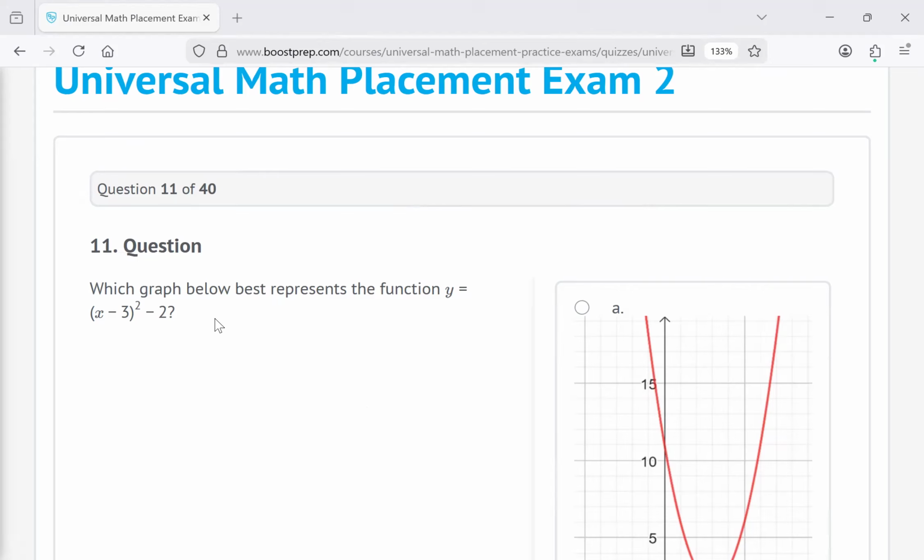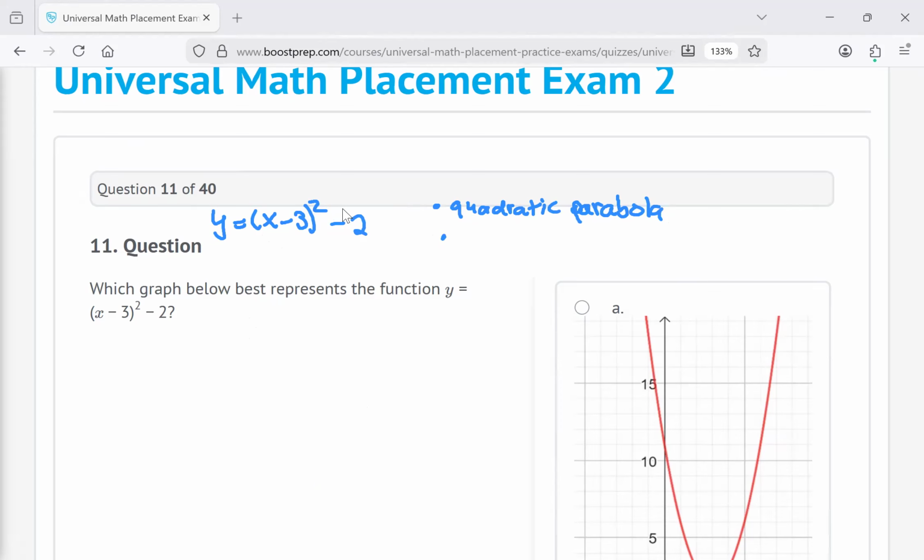Question 11. Which of the graphs below represents the function y equals x minus 3 squared minus 2? So what do we know about this graph? I know it is a parabola, a quadratic parabola. Why? Because of the power 2. If it's a 2, it's a quadratic parabola. And what else do I know?